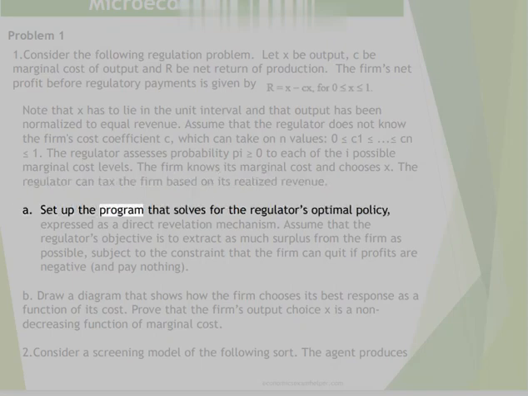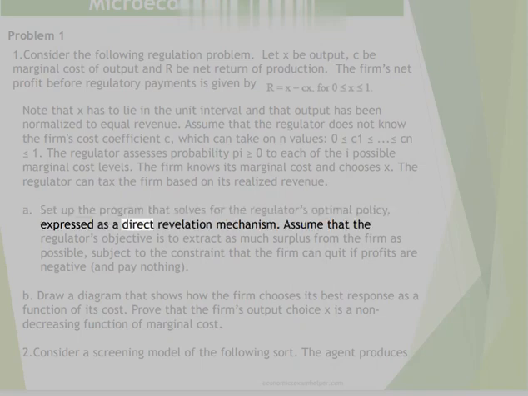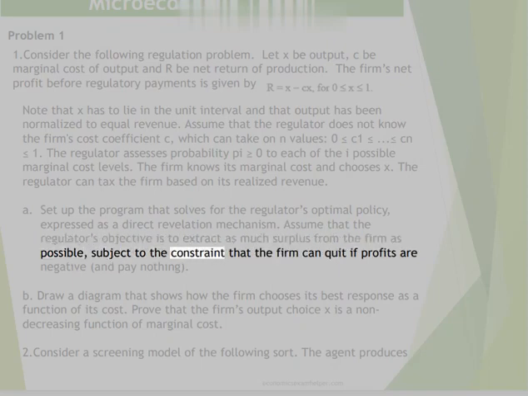A. Set up the program that solves for the regulator's optimal policy, expressed as a direct revelation mechanism. Assume that the regulator's objective is to extract as much surplus from the firm as possible, subject to the constraint that the firm can quit if profits are negative, and pay nothing.